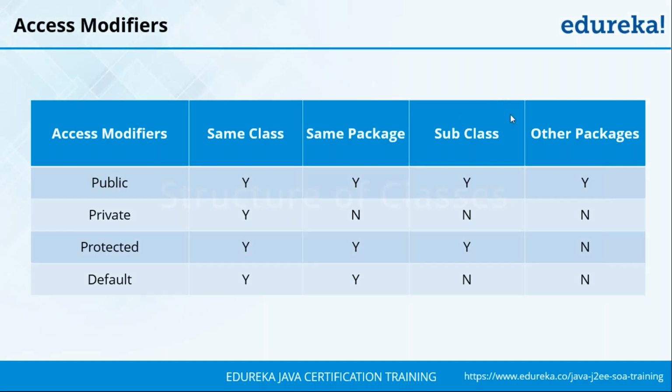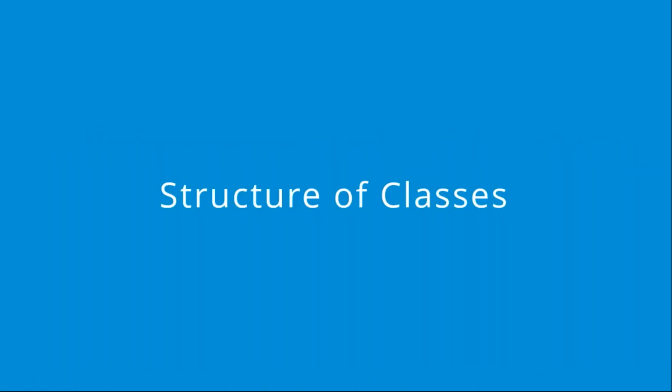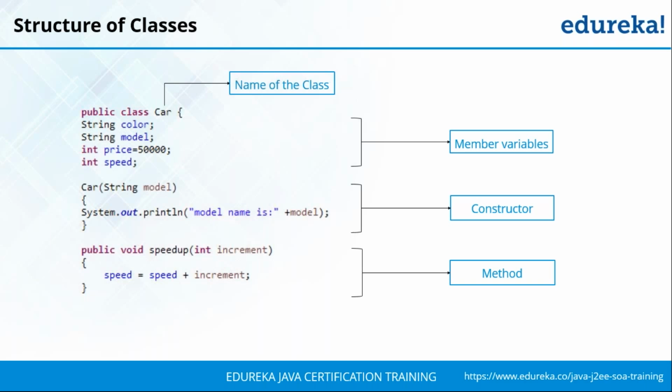Alright. Now we come to the structure of a class. Again, this is just a summarization of what we have learned till now. Here is my Java code that explains it all together. This is the name of the class, and I've talked about member variables and the different types. Then I've talked about constructors and how you can initialize them. Then we have also discussed methods, where you can put in all the functionalities.